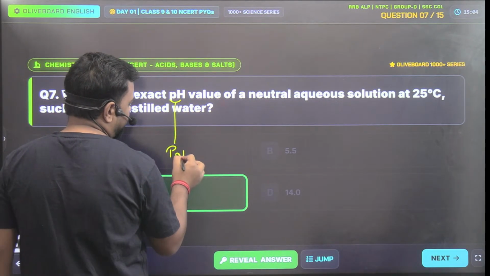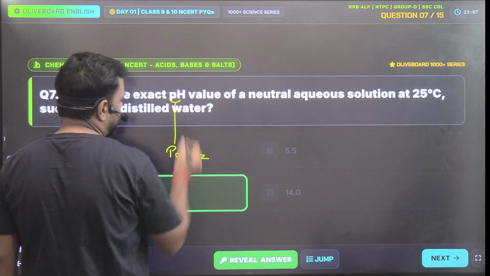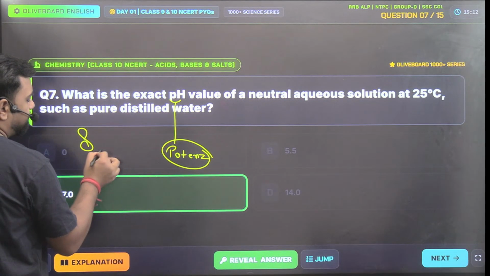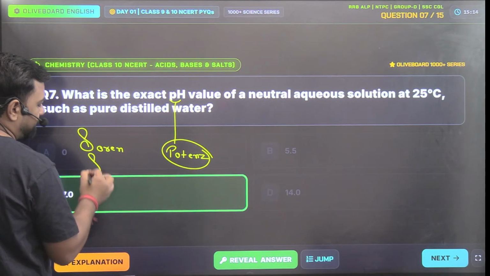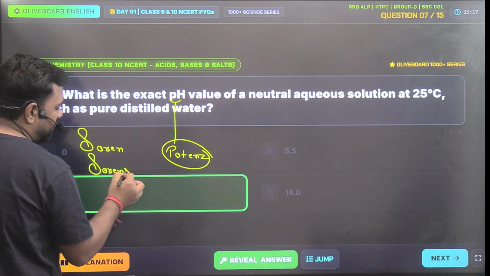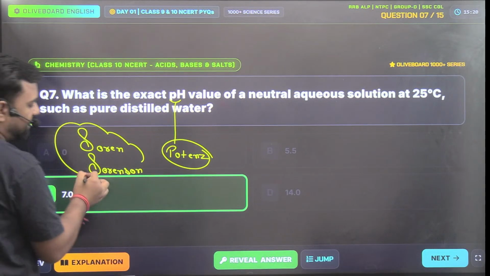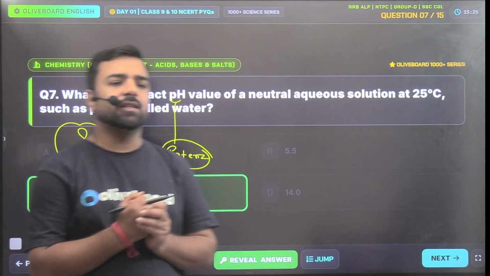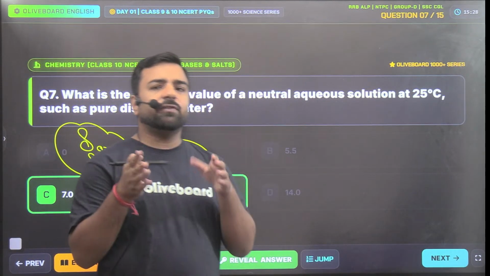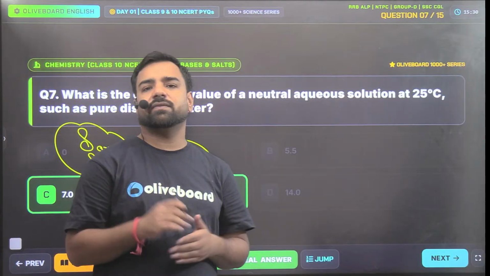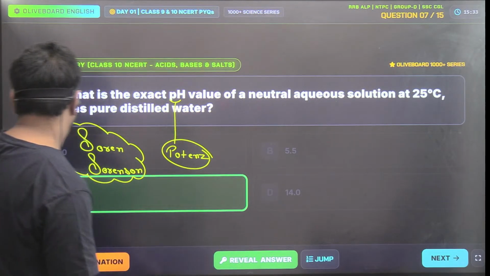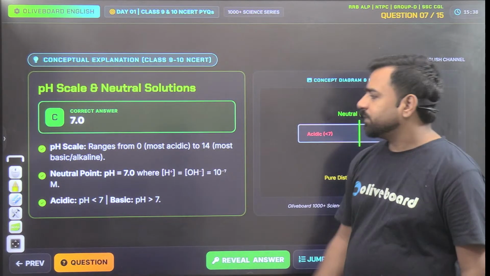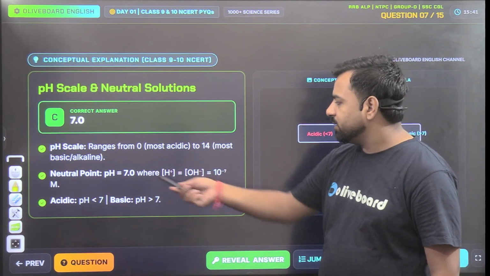So P stands for potence, which means power. H is hydrogen. Who gave this pH scale? So the pH scale was invented by Soren Sorensen. Soren Sorensen is the one who invented this pH scale. Now if the pH value is less than 7, it will be acidic in nature. If it is exactly 7, that's neutral, and if it is greater than 7, that means it's basic in nature. That's right. So here the correct answer was option number C. Perfect. So see, that ranges from 0 to 14, neutral 7, right?